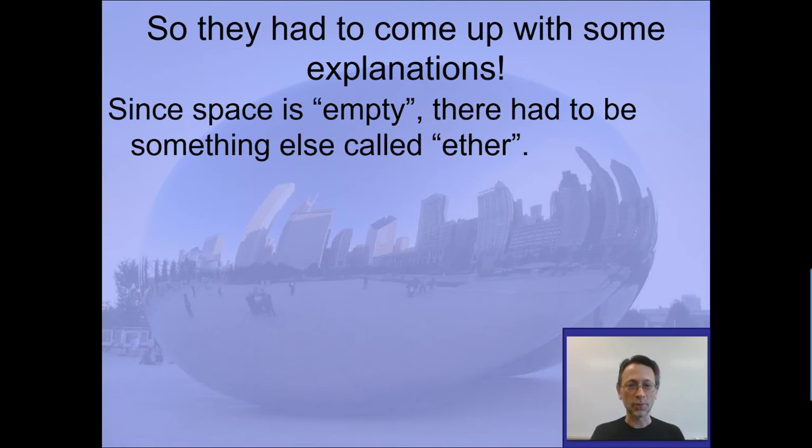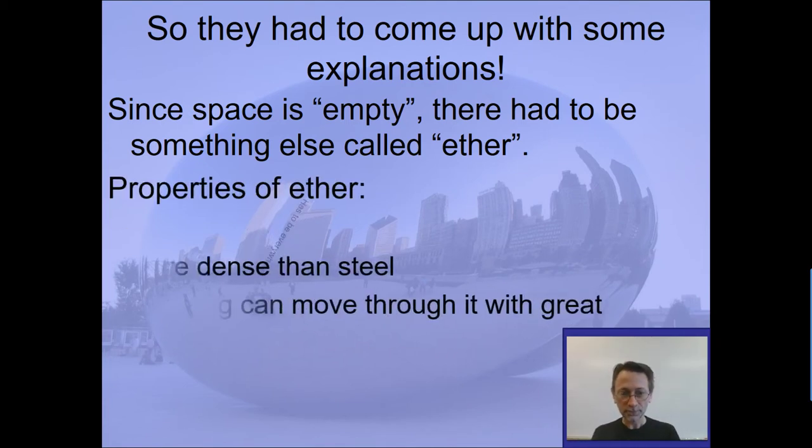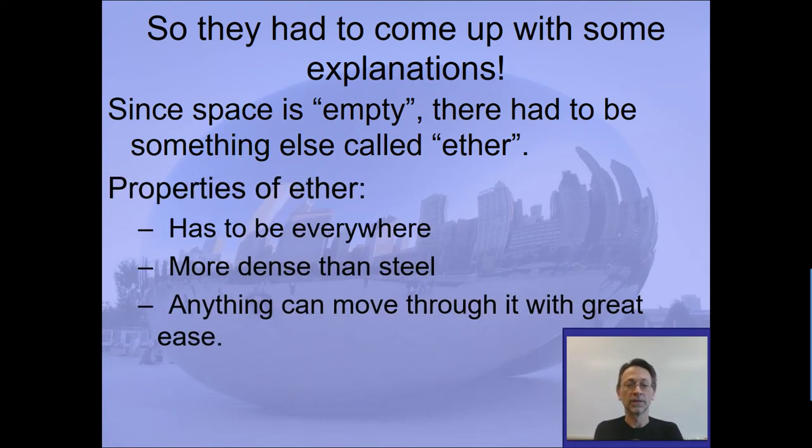But then they had to come up with some explanations. So since space is empty, there had to be something else that the light could travel through. And so they came up with this idea, what they called ether. And they said that ether is everywhere, that it has to have the properties of steel because light travels so fast, and the ether has to be super dense so the light can travel that fast through it.